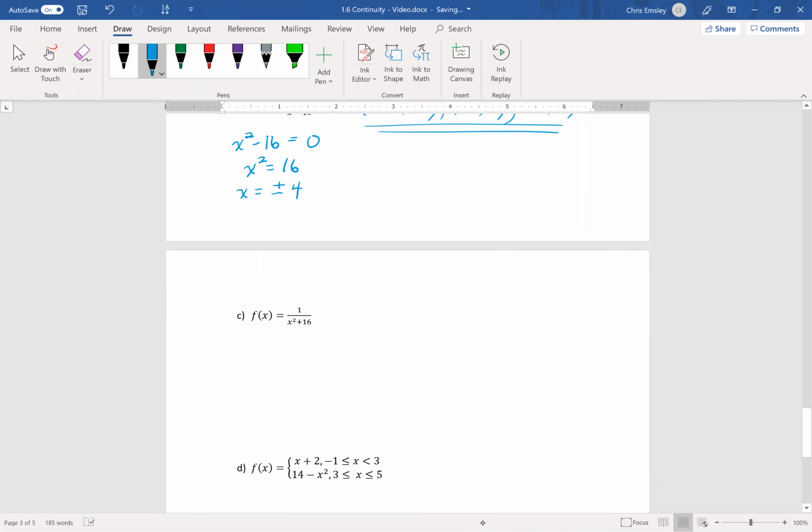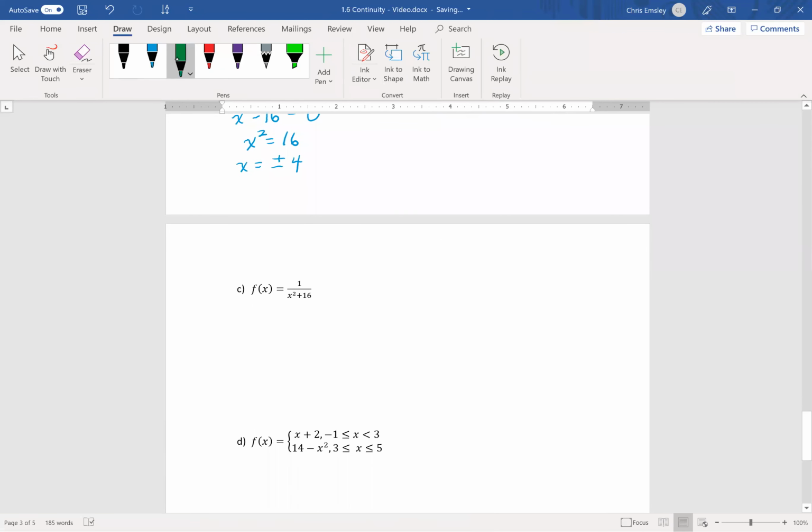Okay, next one, also a rational function. So let's take a look here. Again, we need to consider its domain. So this time the denominator is x squared plus 16. Can that ever be equal to 0? I subtract 16 from both sides. X squared equals negative 16.